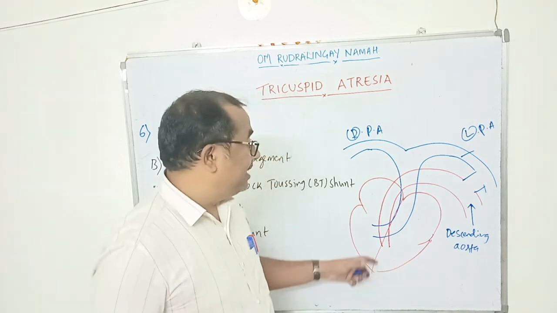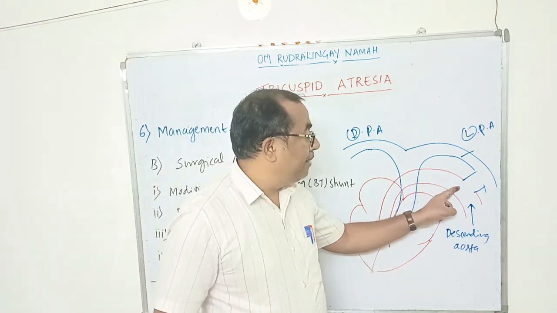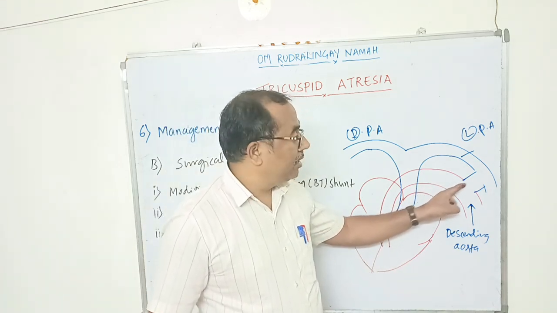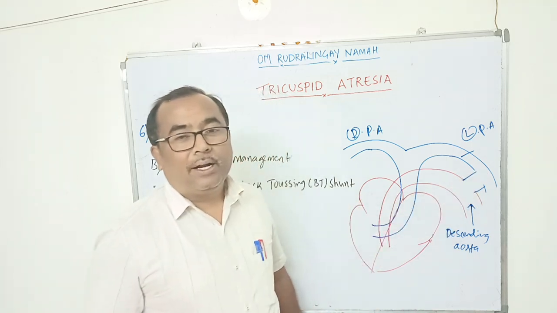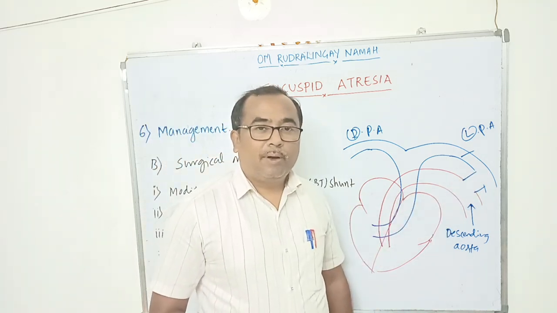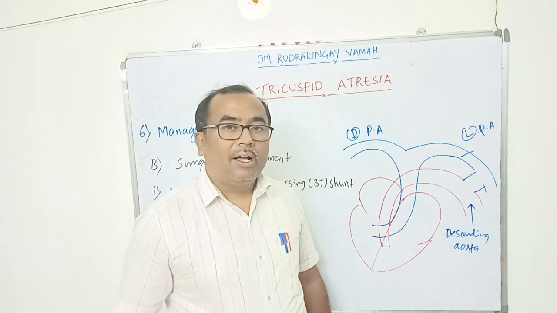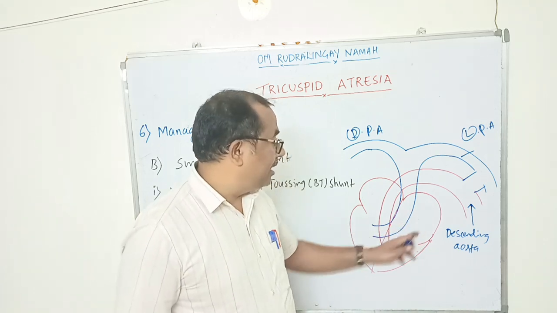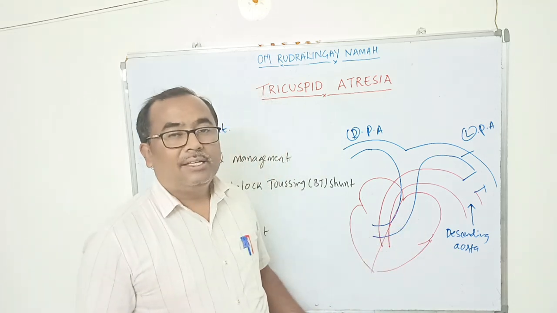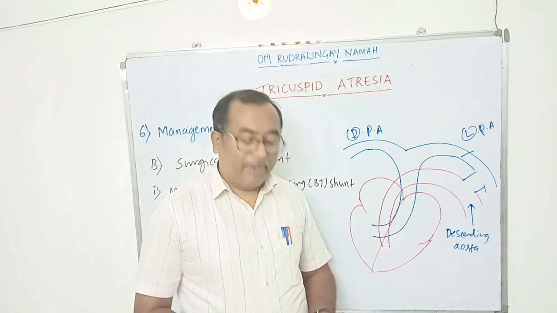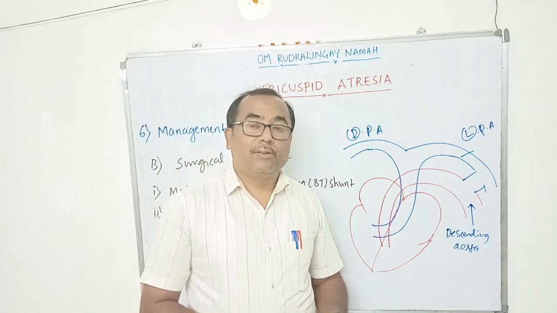So because of this, what happens here? There is a shunting of deoxygenated blood, from the high pressure in the descending aorta to the low pressure in the left pulmonary artery, and that will lead to increased pulmonary blood flow, increased oxygenation of blood, and again oxygenated blood comes to the left side of the heart, and on contraction of the left ventricle there is increased oxygenated blood supply to the peripheral tissue, thereby we can reduce the cyanosis.